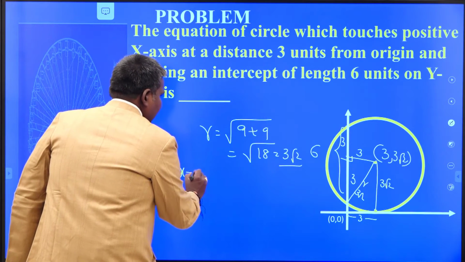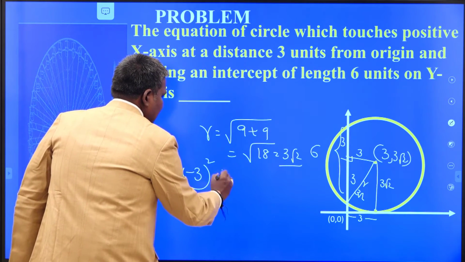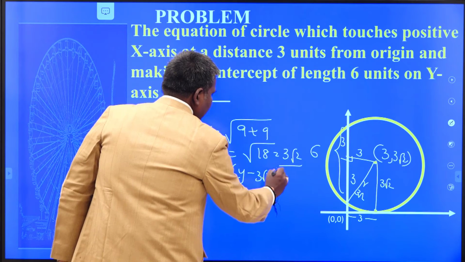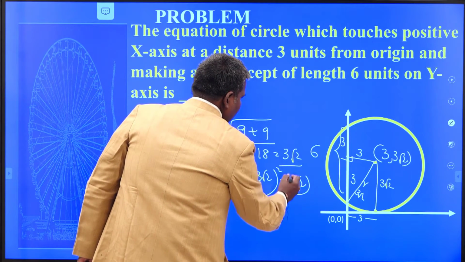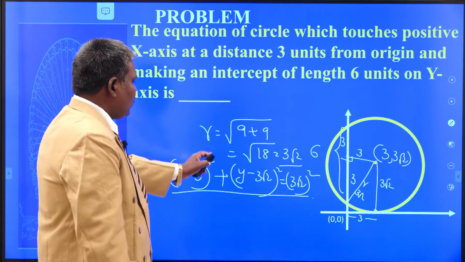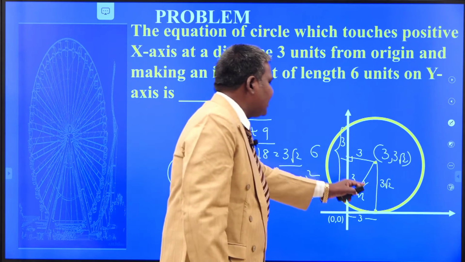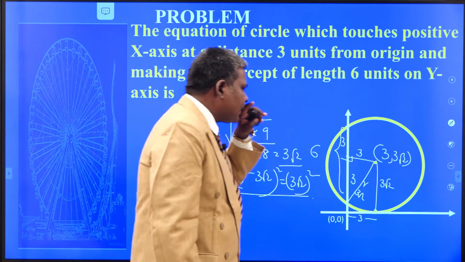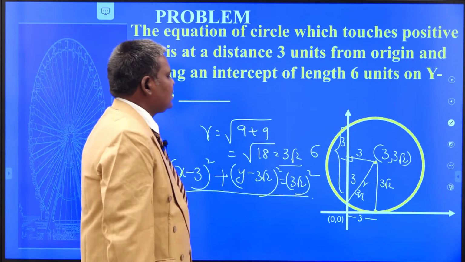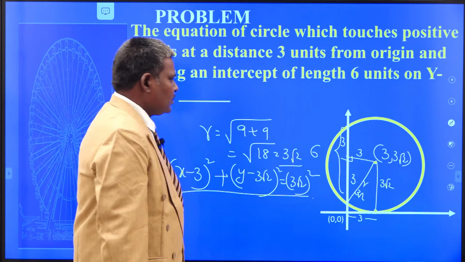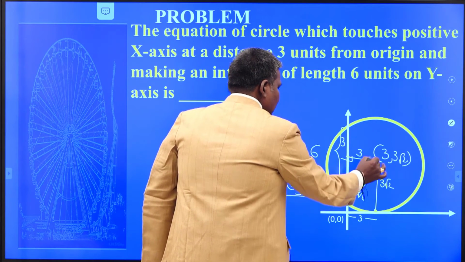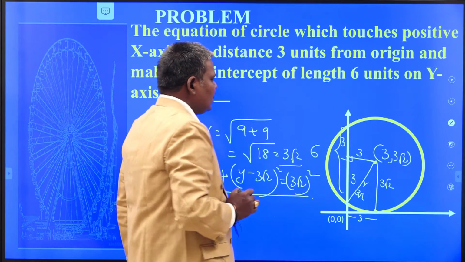So what is the answer now? (x minus 3) whole square plus (y minus 3 root 2) whole square is equal to (3 root 2) whole square. This is your answer. Simplification is very easy for you. So the logic is you have to identify the radius from the diagram itself. Here the perpendicular bisector should pass through the center of the circle. This is the perpendicular bisector. The entire length is 6. I draw the perpendicular bisector that must and should pass through the center of the circle.